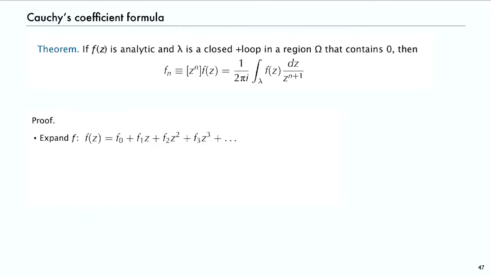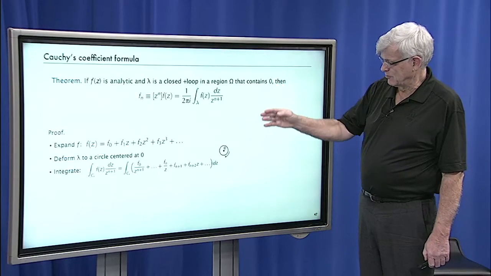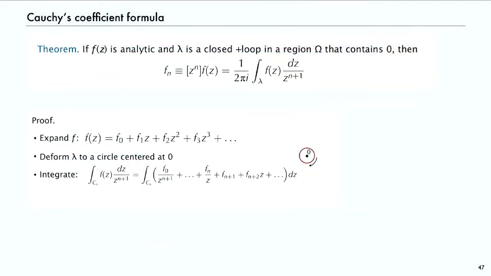So that's the first thing. Now what we're going to do is take the loop and deform it to a small circle centered at 0, and as long as the circle's within omega, we're fine. And then just integrate. We can integrate term by term. So we're dividing by z to the n plus 1, so it's f0 over z to the n plus 1, and so forth. And then fn over z, f n plus 1 times z to the n plus 1, and z to the n plus 1 cancels out, f n plus 2 z, and so forth, like that.